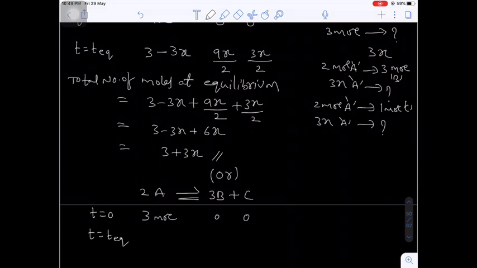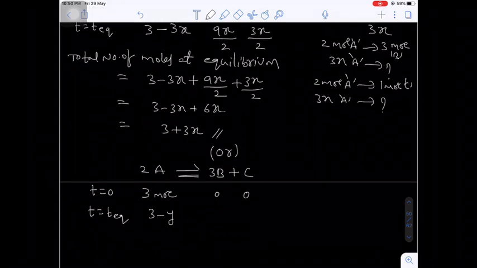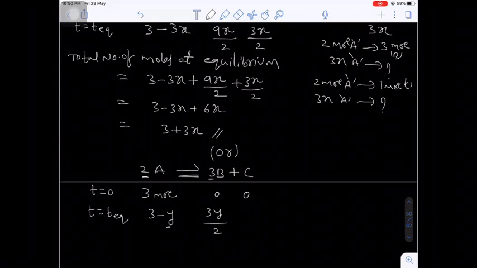Now let's suppose when the system attains equilibrium, y moles dissociated. If you want to decompose Z moles, you can write 3 minus Z. If you want to decompose P moles, you can write 3 minus P. Now 2 moles of A will give 3 moles of B, then Y moles of A will give how many moles of B? 3Y by 2. Are you getting my point?